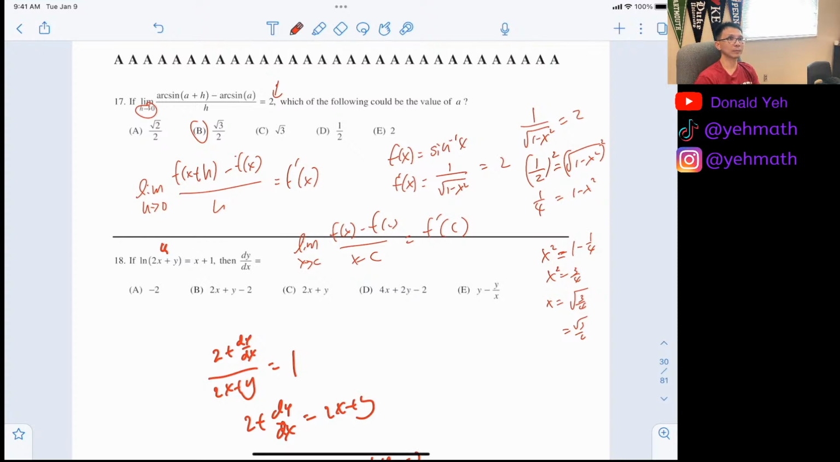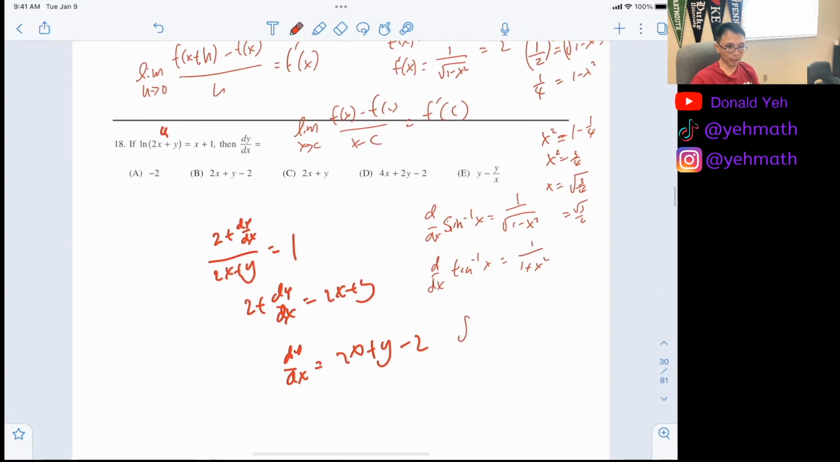Which one of the arcs do we have to know? Very good question. You have to make an index card: the derivative of sine inverse of x is equal to 1 over square root of 1 minus x squared. The derivative of tan inverse of x is equal to 1 over 1 plus x squared.